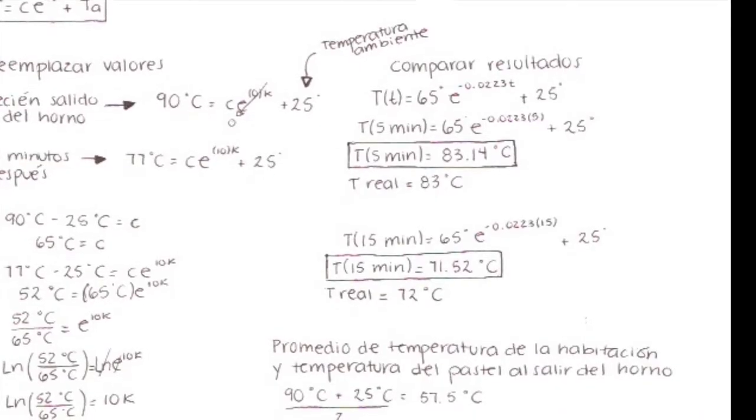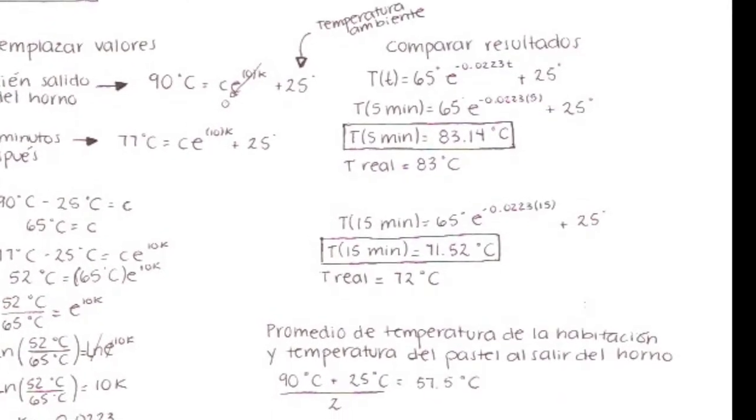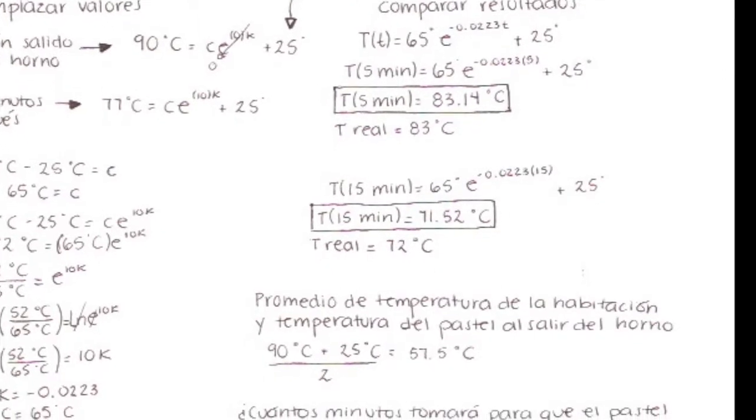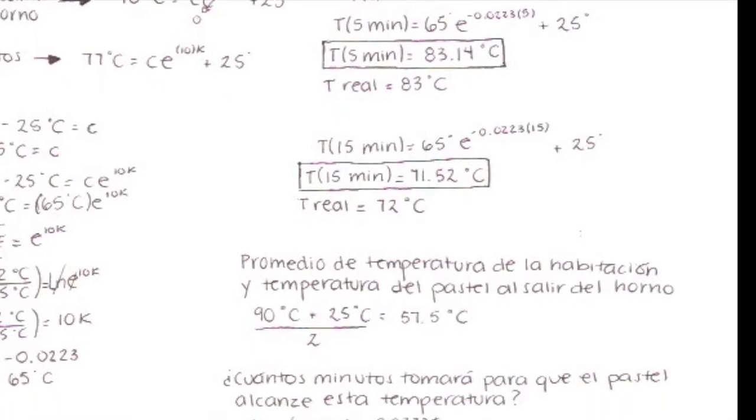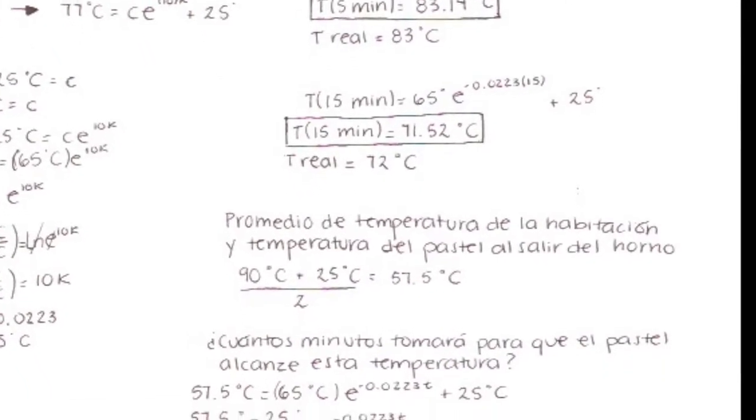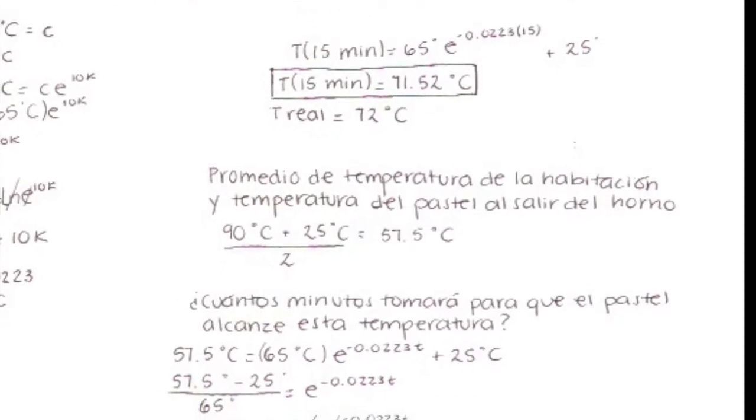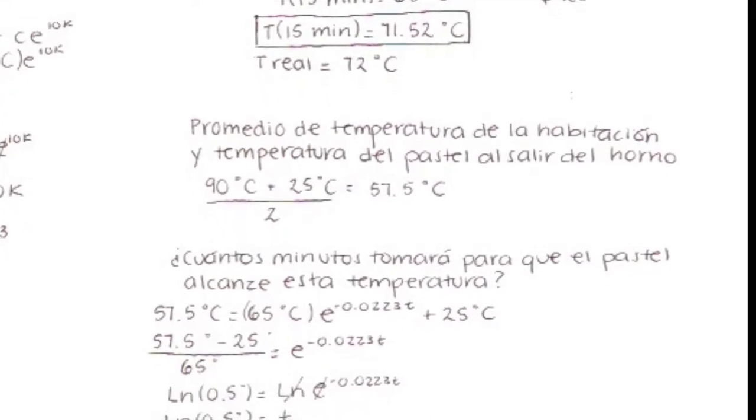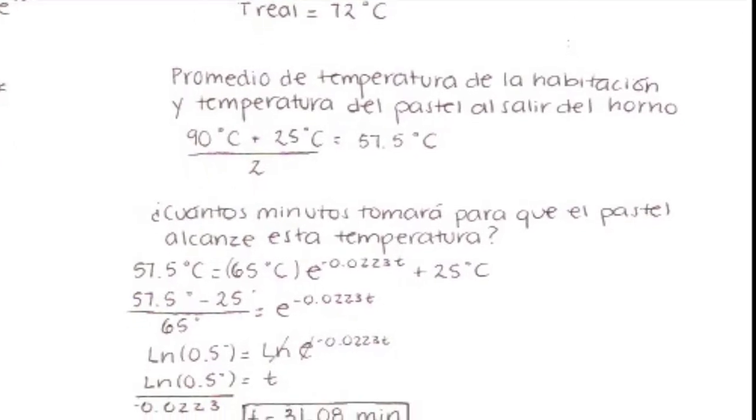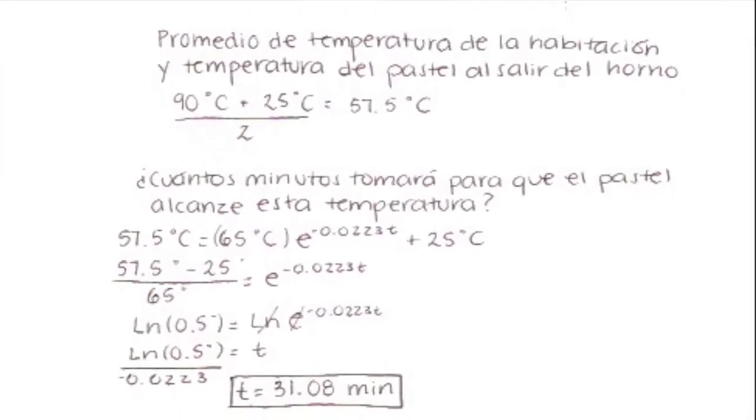Now that we've got both k and C, we can replace their values and obtain our final equation. To compare our results with the equation, we replace lowercase t with 5 minutes and solve for capital T. We then compare results with previously obtained ones and repeat the last two steps with the data from 15 minutes.